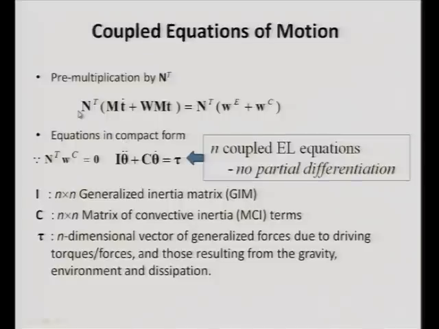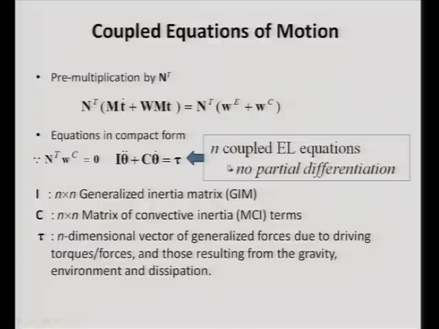So, from that concept, if we pre-multiply with N transpose, we can show that N transpose W c will be 0. So, we will end up with a set of equations which can be represented by I theta double dot plus C theta dot equal to tau, where these equations are called the Euler-Lagrange equations of motion. Okay. And here you can note that we have not done any partial differentiation. What we did is we used the knowledge of mechanics and a little bit of linear algebra concepts to arrive at the equations of motion which are a minimum set.